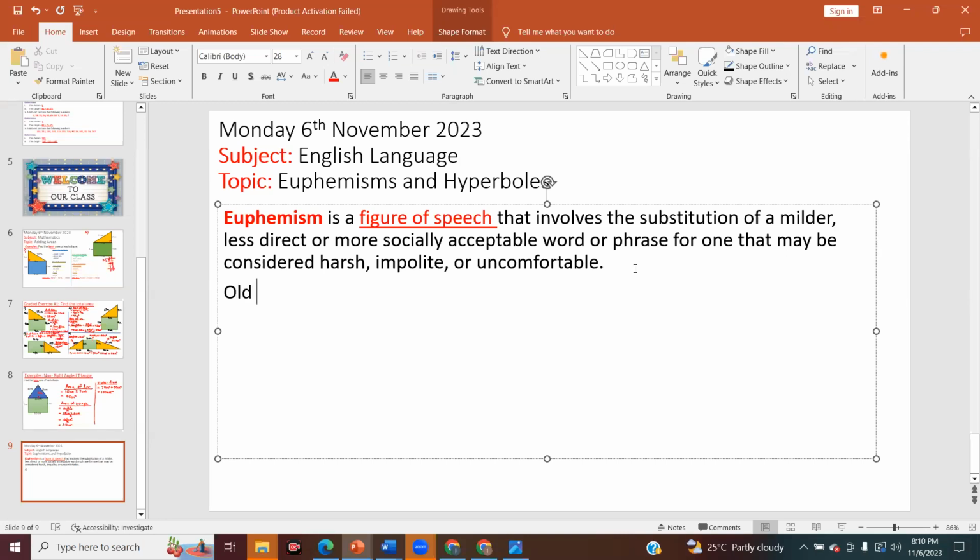Instead of saying old people, right? What is the euphemism for old people? Because old people would be considered impolite or harsh, right? So instead of saying old people, what is it? Elderly people, even that sounds still harsh. Senior citizens. Okay, so old people can be replaced with senior citizens. If you want to say someone is fat, would you say fat people? Or what would you say?